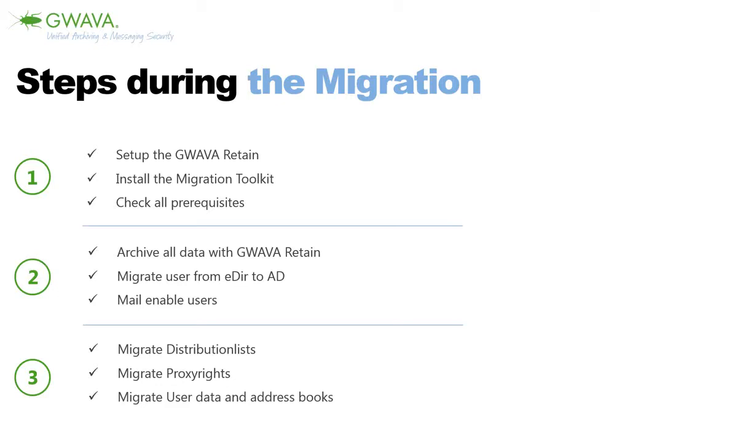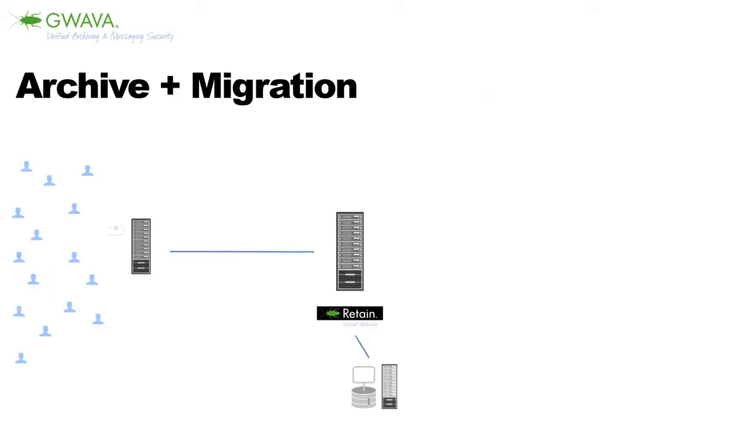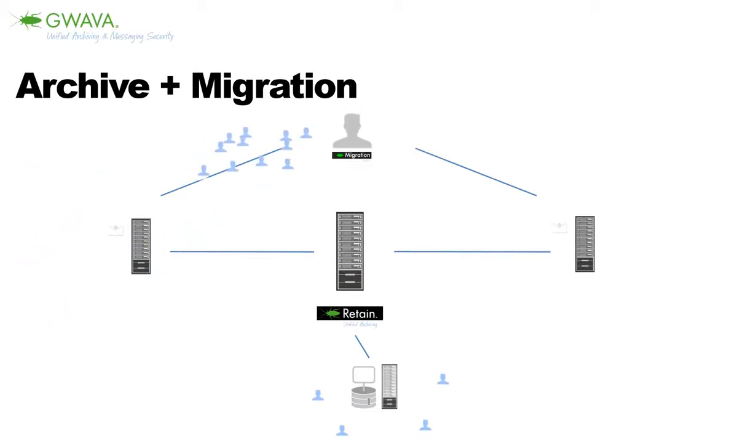So the schema in this scenario is a little bit different, because on the left side you have your user mailboxes on the old server, in the middle you have your Retain archive, and now you start to archive, and some of the mailboxes are already moved into the archive and not migrated to the new system. Then you set up your new system, connect it to Retain, and you set up the Migration Toolkit. And now you start to move your users over to the new system. This is great because you can do a big amount of users in a relatively short time frame.